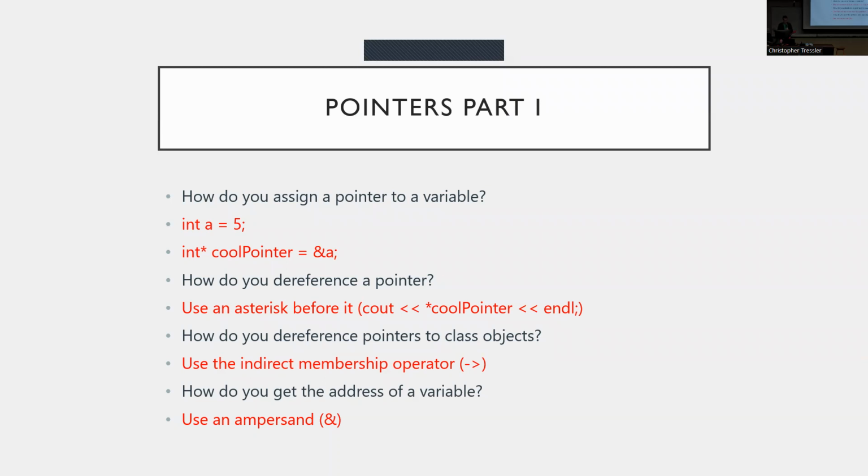Then we have the indirect membership operator. I didn't put in the question, but you can see, how do you dereference? Okay, there we go. The question's right there: dereference pointers to class objects. So when you're accessing an object, let's say you have a class and you're trying to access a name. Let's say you have a person and you have a pointer to a person, and you're trying to access the person's name.